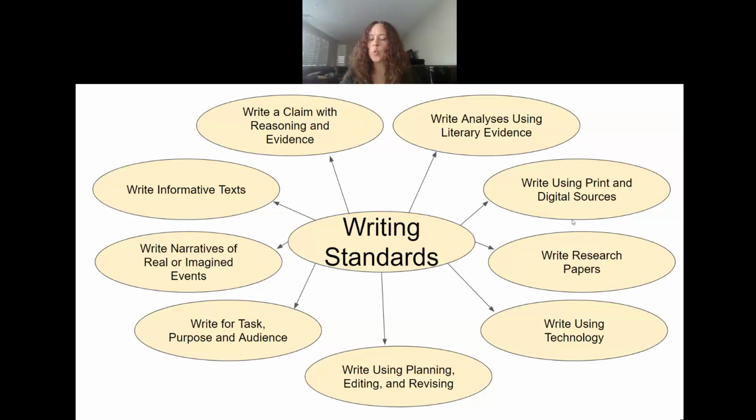Next, writing research papers. So this kind of goes hand in hand with the informative texts. A research paper is an informative text. It's a particular kind of informative text in which you actually have to look up a bunch of information about a particular topic and then write about everything you learned about that topic and organize it and make it clear.